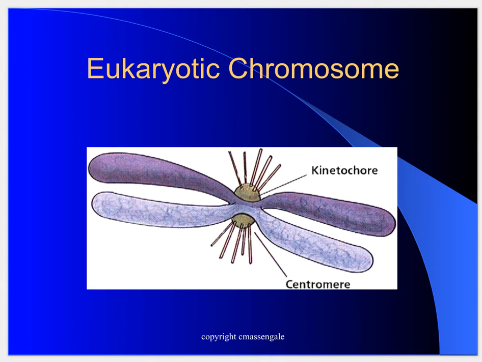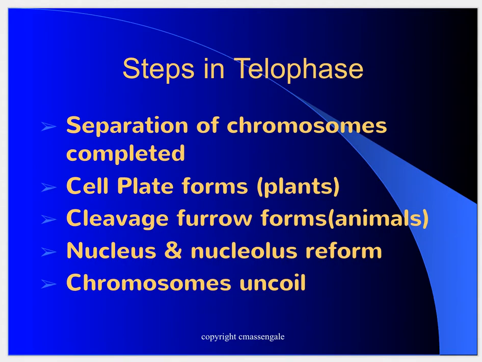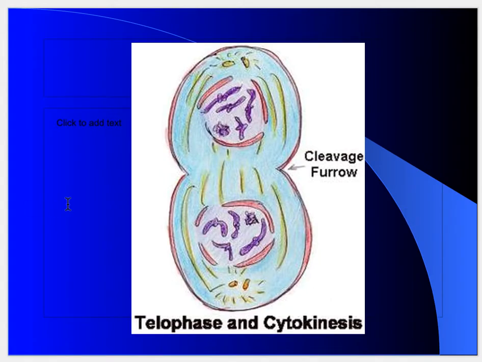Then we're going to go into the last stage of mitosis, which is telophase. And this is when the chromosomes are going to separate completely. You're going to get your nucleus back formed, and the cell is going to do something right here, which is called cleavage, which means it's going to push in here and push in here, and it's going to actually pinch off the cell so that you have two separate cells.